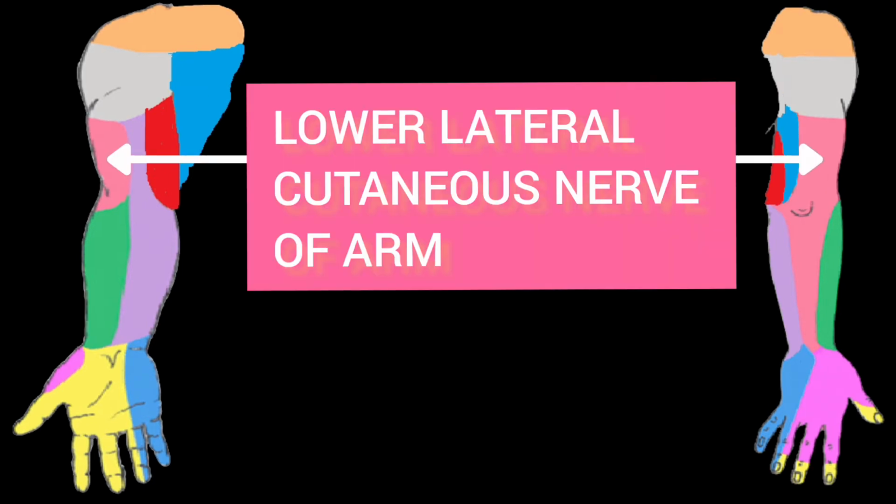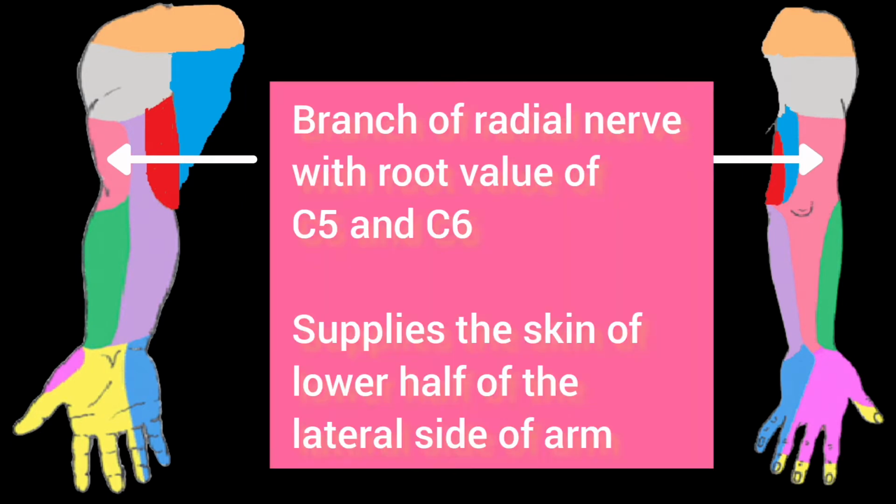The lower lateral cutaneous nerve of the arm. It is a branch of the radial nerve with a root value of C5 and C6 and supplies the skin of lower half of the lateral side of the arm. The pink color area represents the area supplied by the lower lateral cutaneous nerve of the arm.